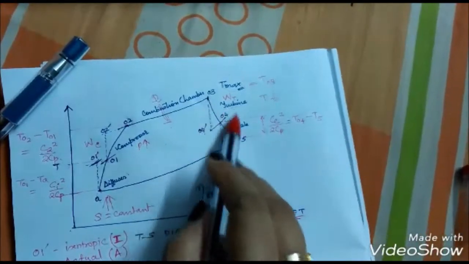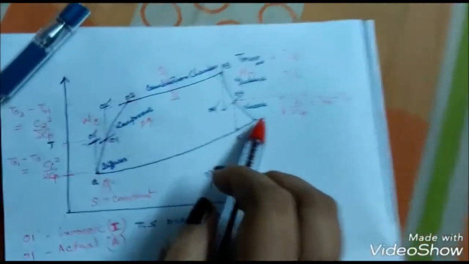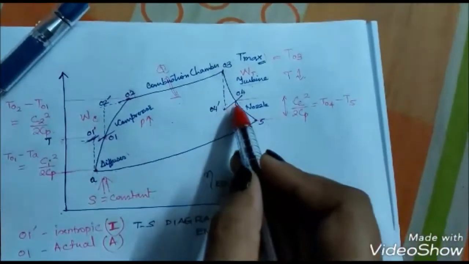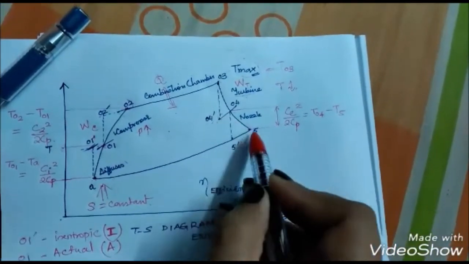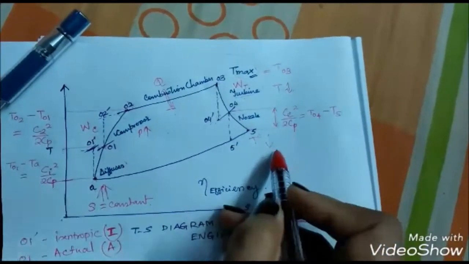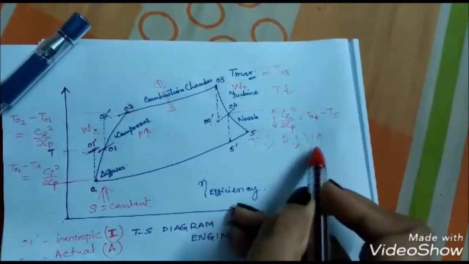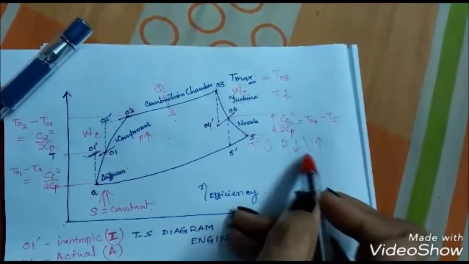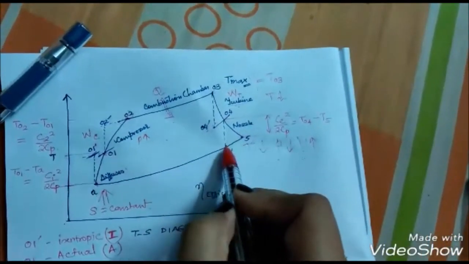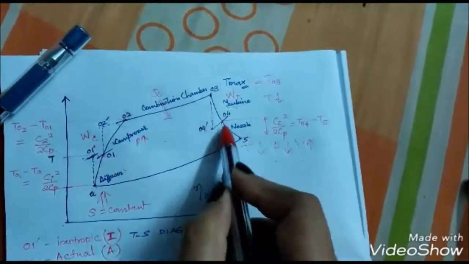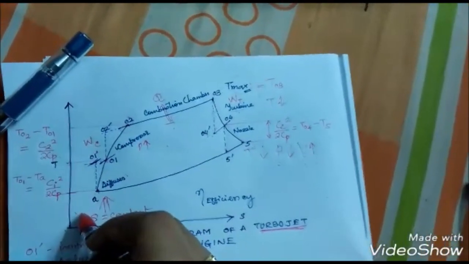A similar process happens as it comes out from the nozzle. We know the function of a nozzle is to increase the velocity. As we increase the velocity, the temperature decreases and the pressure also decreases, because pressure and velocity are inversely proportional to each other. Here also, in the ideal or isentropic case, the dotted line is always parallel to the temperature line.